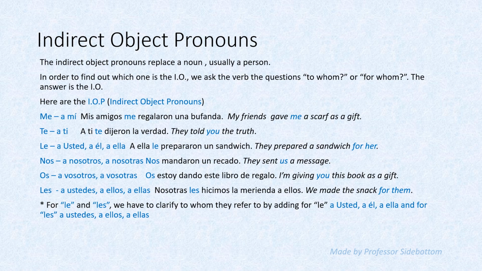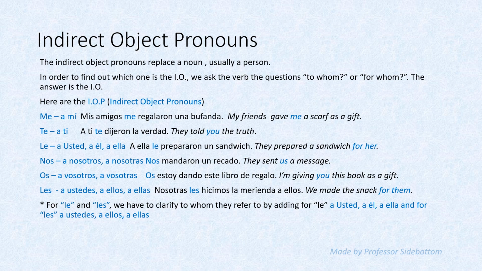Before we talk more in detail about the double object pronoun, let's review the indirect object pronouns. The indirect object pronouns replace a noun, usually a person. In order to find out which one is the indirect object in a sentence, we ask the verb the questions to whom or for whom, and the answer is the indirect object. Here are the indirect object pronouns in Spanish. Me, te, le, nos, os, les.